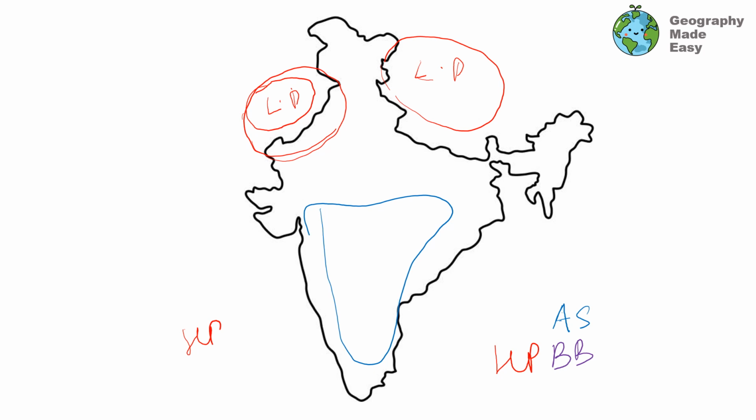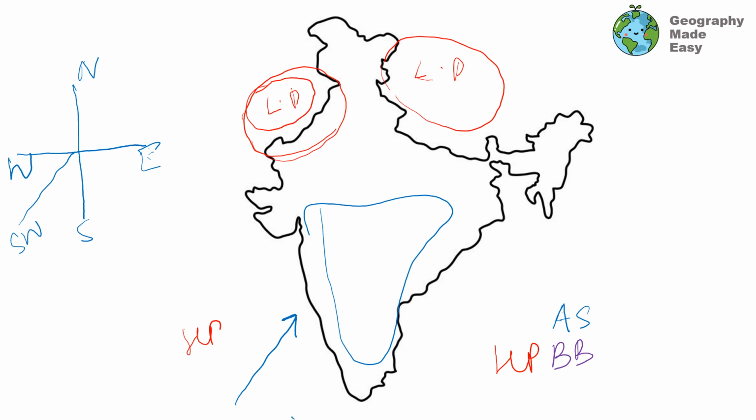So the monsoons, which actually originate in the southern hemisphere, get deflected because of the Coriolis effect, and they blow from the southwest direction. If we have to understand direction, we have north, south, east and west. So this is my southwest direction. Winds are usually named from the direction from which they blow. So southwest monsoons blow from this direction.